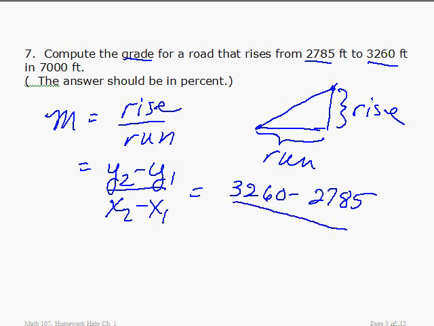And then the run, it says it makes that elevation change in 7,000 feet. And you can be happy here because I used to put some of these in miles and some of these in feet, and you have to change all the units around. So right now you don't have a units problem. Once you work that out, you have the slope. You change that slope into percent, and that's your grade.